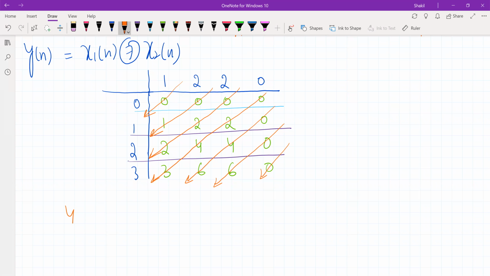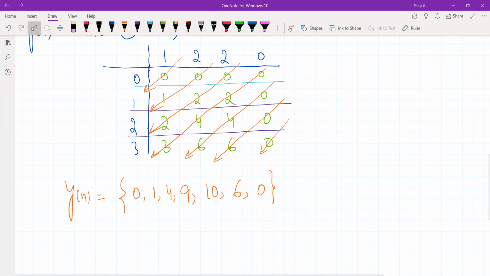So the linear convolution y of n will be 0, 0 plus 1 is 1, 0 plus 2 plus 2 is 4, 2 plus 3 plus 7, how much is that? 9. 4 plus 6 is 10. And 0 plus 6 is 6. So this is our output sequence.